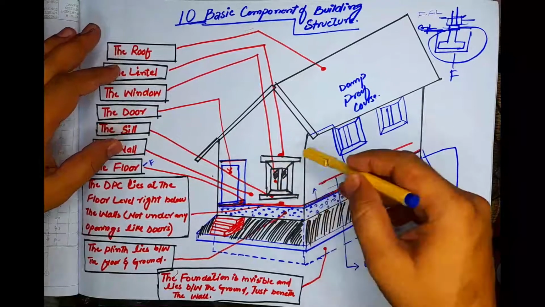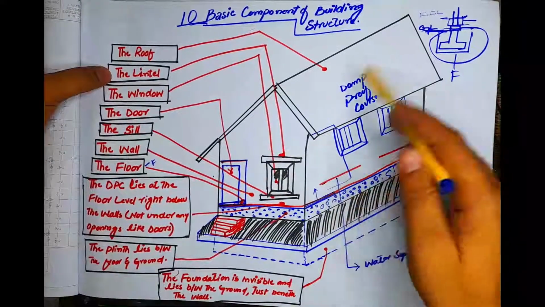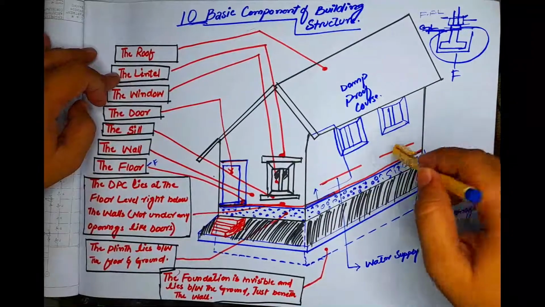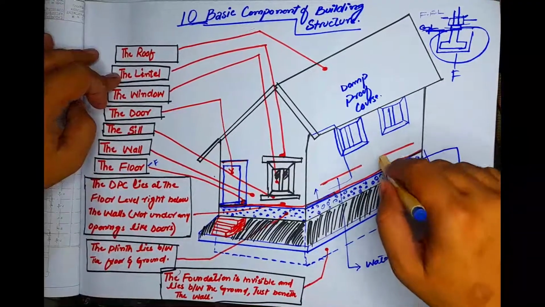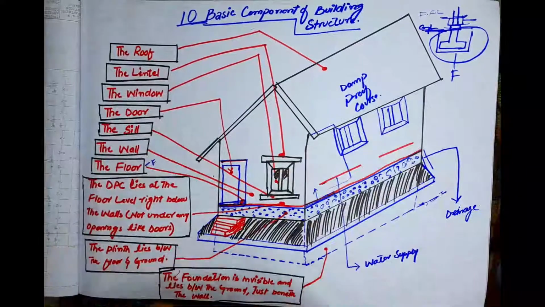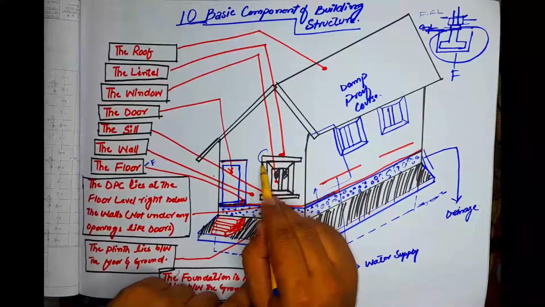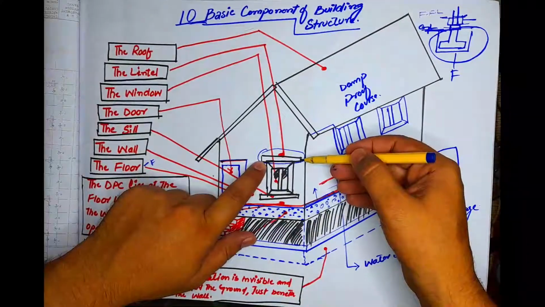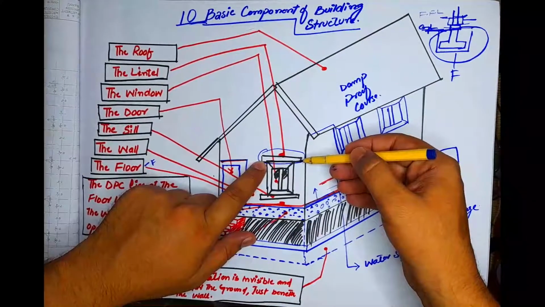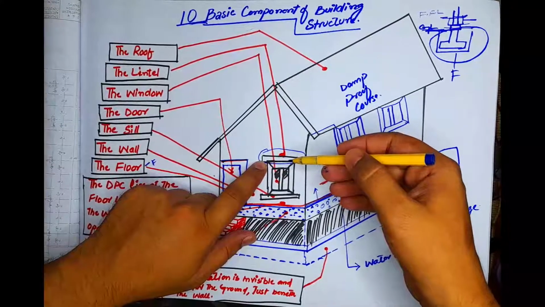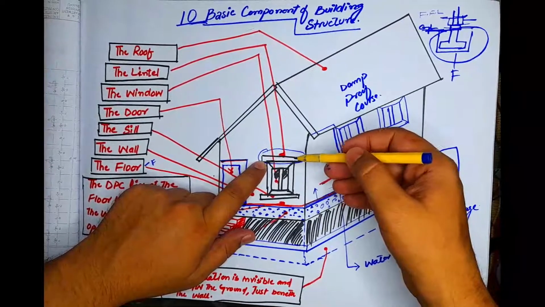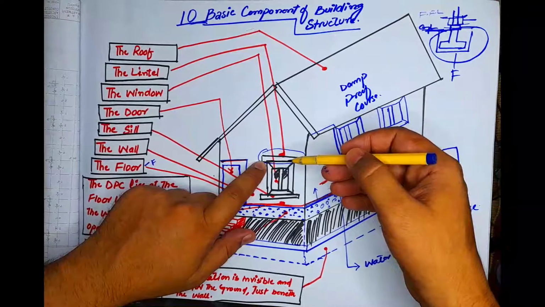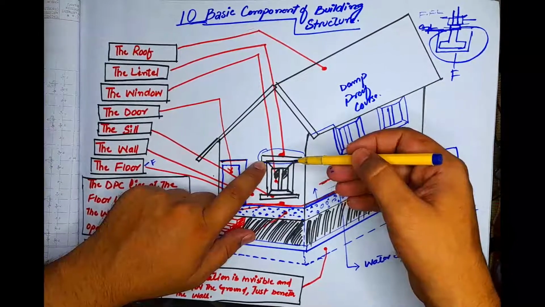The ninth one is the lintel. Lintels are constructed just above the opening. This is called a lintel. It is normally a stone slab or a concrete slab.